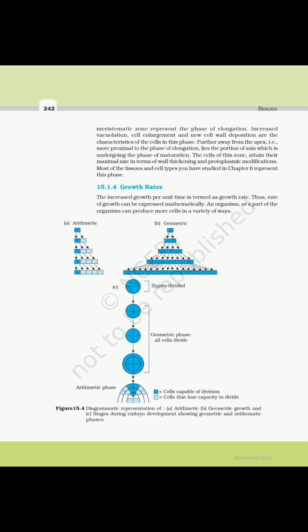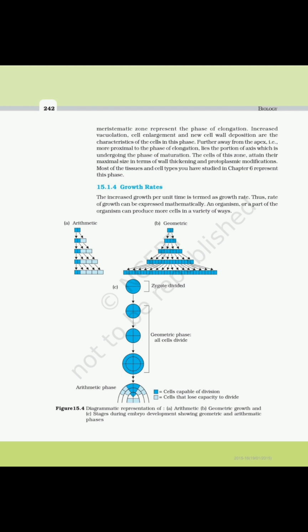Further away from the apex, i.e., more proximal to the phase of elongation, lies the portion of the axis which is undergoing the phase of maturation. The cells of this zone attain their maximal size in terms of wall thickening and protoplasmic modifications. Most of the tissues and cell types you have studied in Chapter 6 represent this phase.